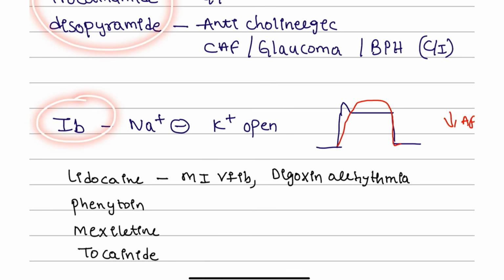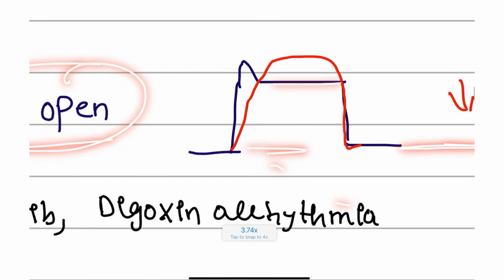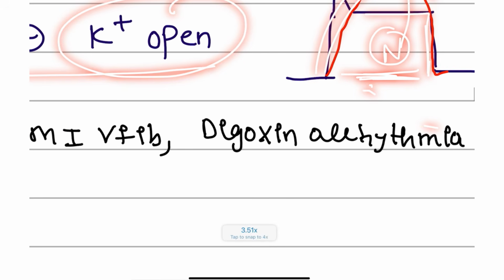Next, 1B, it is going to open the potassium channel. So there is no chance of the QT prolongation. Here you can see the QT prolongation is not seen. It is within the normal only. So only the action potential is decreased. Here you can see the action potential is shortened.